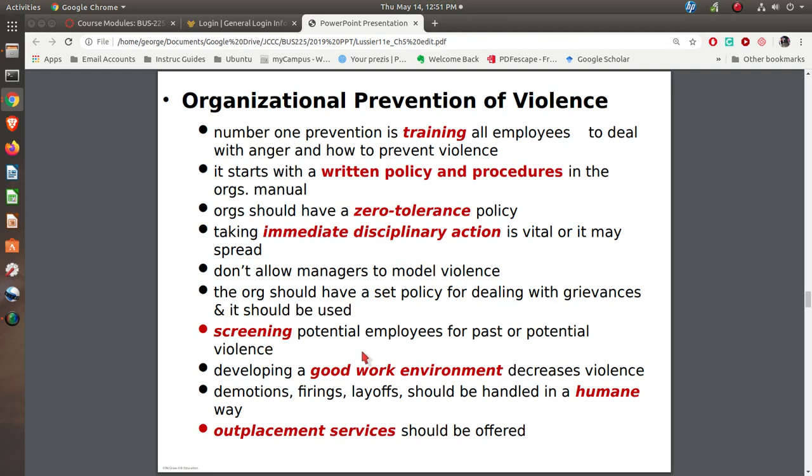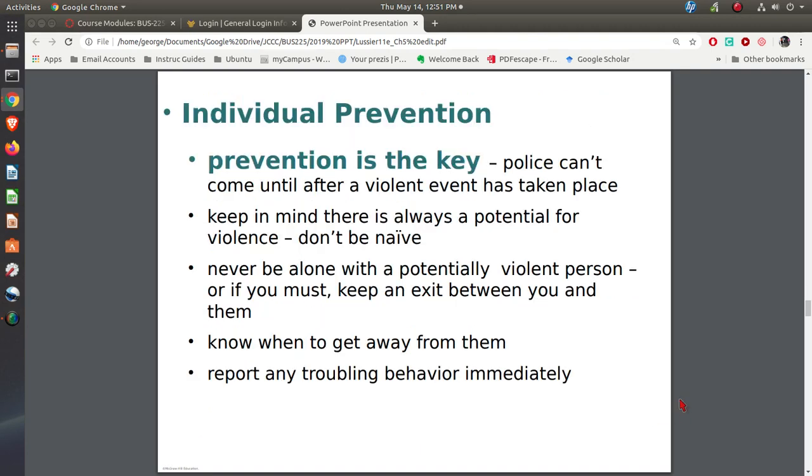And we need to be screening people for any kind of past issues that they may have had. If we develop a good work environment, we're not going to have as many problems. And if you are firing or laying off people, it should be handled as humanely as possible. Prevention is the key, all right? We need to keep in mind that there is always a potential for violence. And if there's somebody that we suspect could be violent, we never want to be alone with them and should know how to get away.